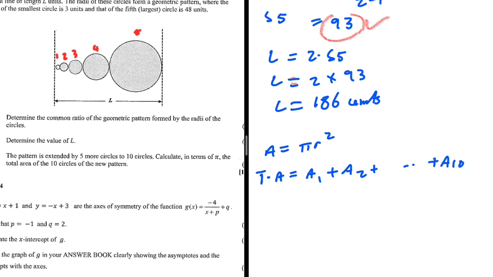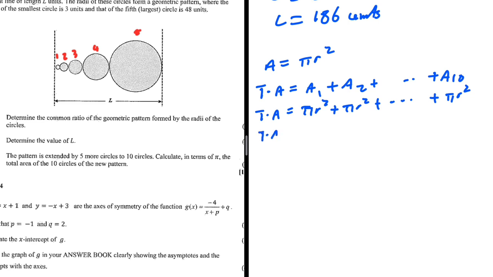Right. But we know that area is pi r squared. So the total area will be pi r squared plus pi r squared plus up until the last circle, pi r squared once more. So for the total area, we can take pi as a common factor because pi is going to be the same. And then we have r squared, the first circle, plus r squared, the second circle, up until the last circle, where we're going to have another r squared.